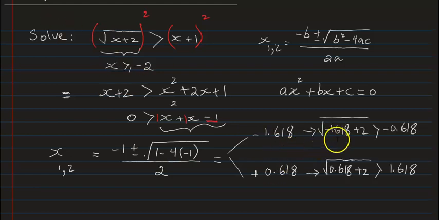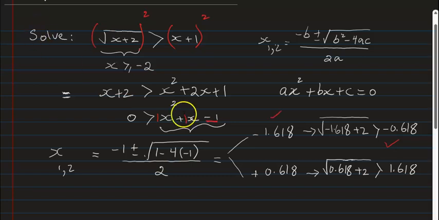When we plug in the first answer, -1.618, into the original inequality, we end up getting -0.618 less than whatever this value is. This value is -1.618 plus 2, which is approximately positive 0.4 under the radical. A positive value is greater than a negative value, so this makes sense. That means we have the first answer, and it's a possible answer right there.